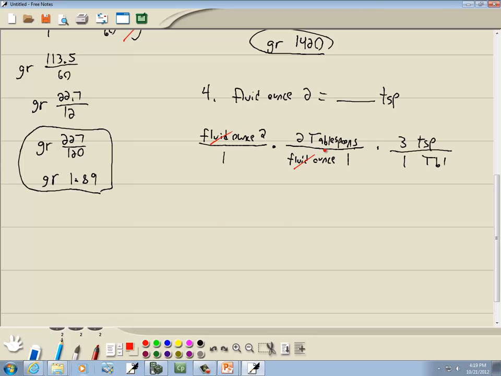So fluid ounces here cancels fluid ounces there. Tablespoons here cancels tablespoons here. If I multiply the top parts together, 2 times 2 is 4, times 3 is 12. And that gives us 12 teaspoons. 1 times 1 times 1 downstairs drops away.